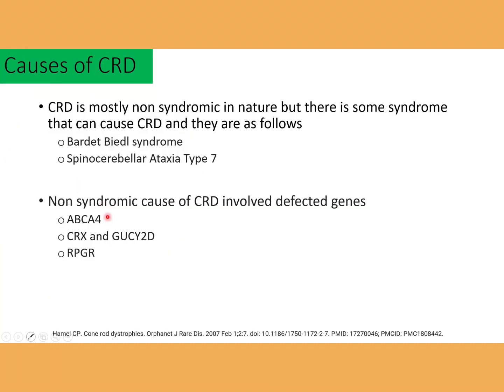So what are the causes of CRD? CRD, or cone rod dystrophy, can happen in two ways. It can be due to some syndrome, or it can be due to some genetic mutation or abnormality. If I talk about the syndromes, then Bardet-Biedl syndrome or spinocerebellar ataxia type 7 are some syndromes that can lead to cone rod dystrophy. But on the other hand, non-syndromic is the most common cause of cone rod dystrophy, where it is due to some genetic mutations or abnormality, with genes like ABCA4, CRX, or RPGR. These gene mutations can lead to cone rod dystrophy.